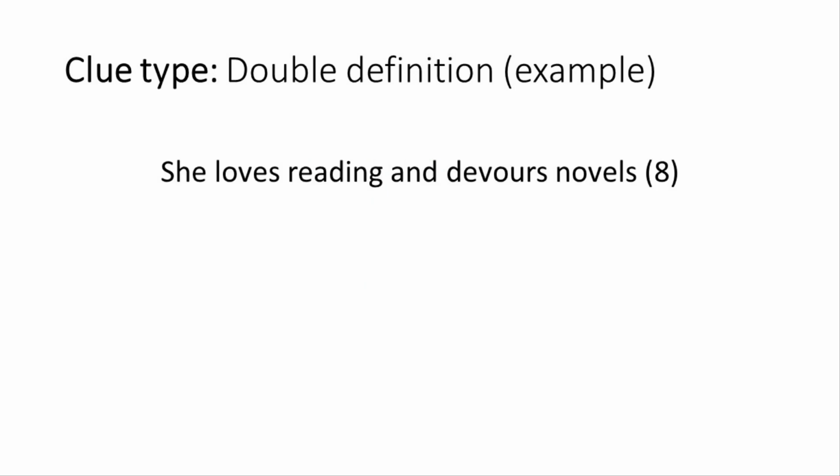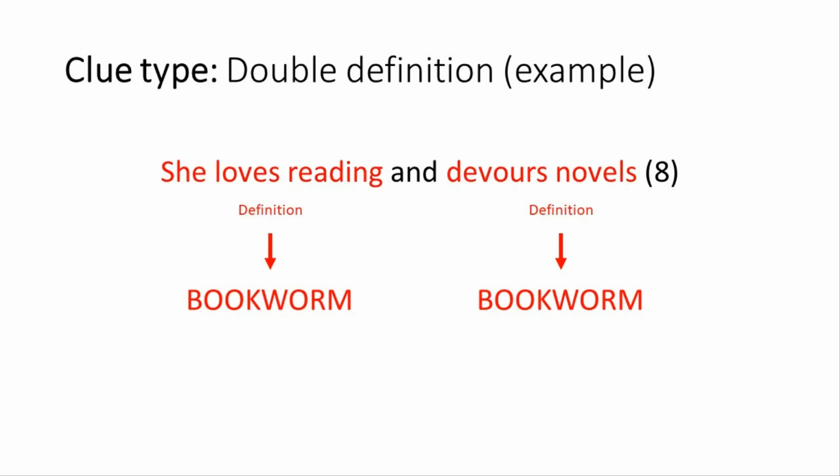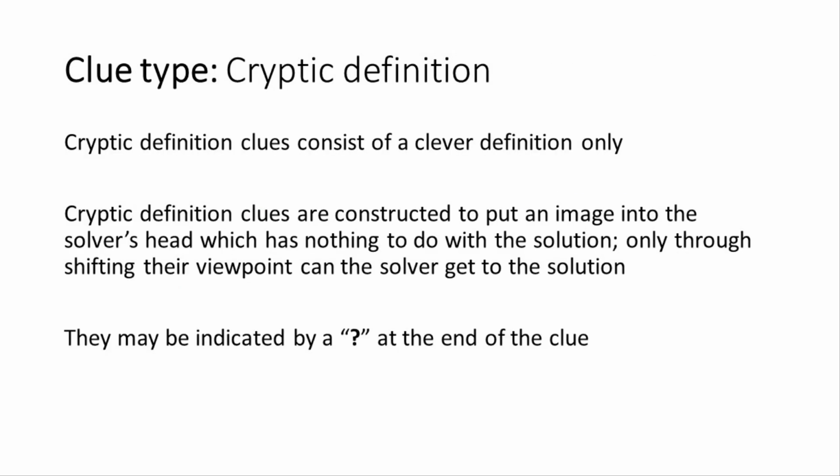Try this second one. She loves reading and devours novels, 8 letters. The answer here is bookworm. A bookworm is someone who loves reading, and bookworms are those annoying little insects that eat your books, i.e. devour novels. The next 2 types of clues are much rarer.